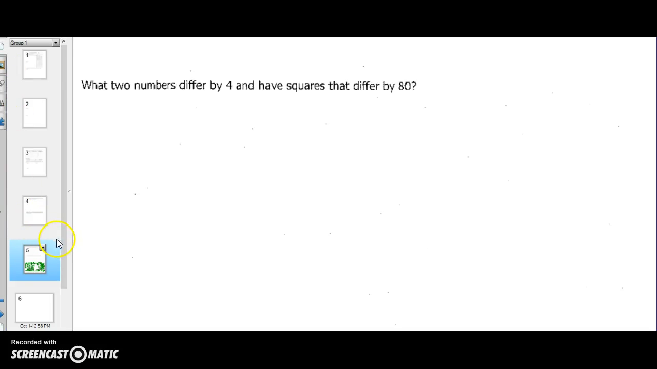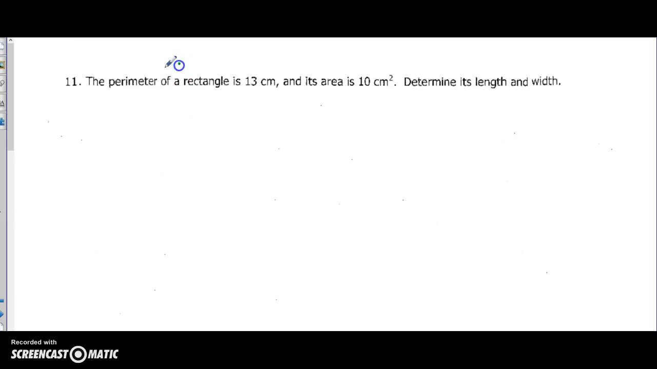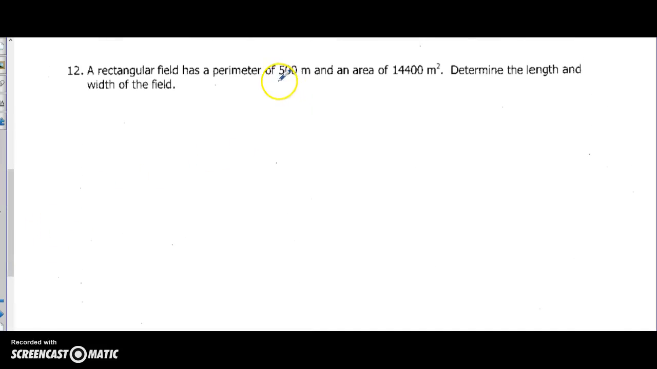So if I could find this question here. I'm capable of doing this? I think I am. Number 12. A rectangular field has a perimeter of 500 meters and an area of 14,400 meters squared. Determine the length and width of the field.